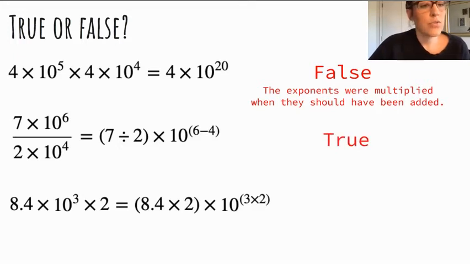The second one is true. If you divide those first leading factors, 7 and 2, then you can multiply that by the second factors, which is 10 to the 6th and 10 to the 4th, and we know that we have to subtract those exponents.